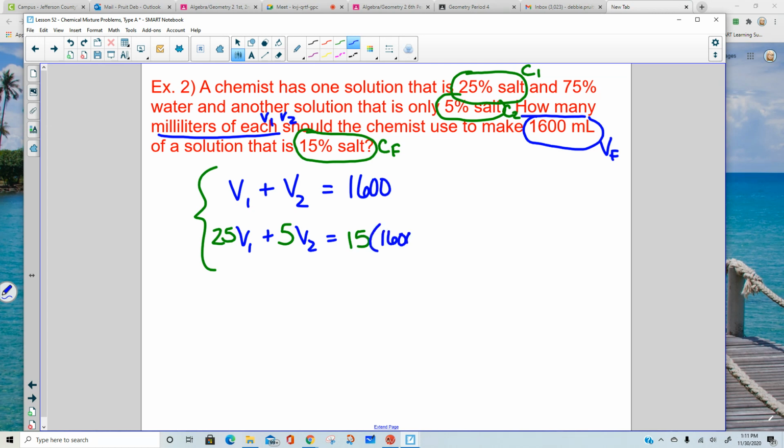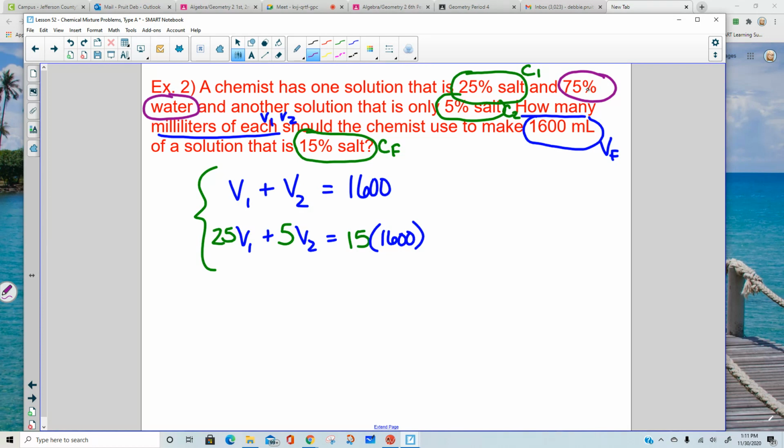Times 1,600. All right, that's my setup. So quick question, you guys. Did you notice that I skipped the 75% water? Do you see that anywhere in our problem? You don't. The reason why is this is extra information. It's not needed in the problem.